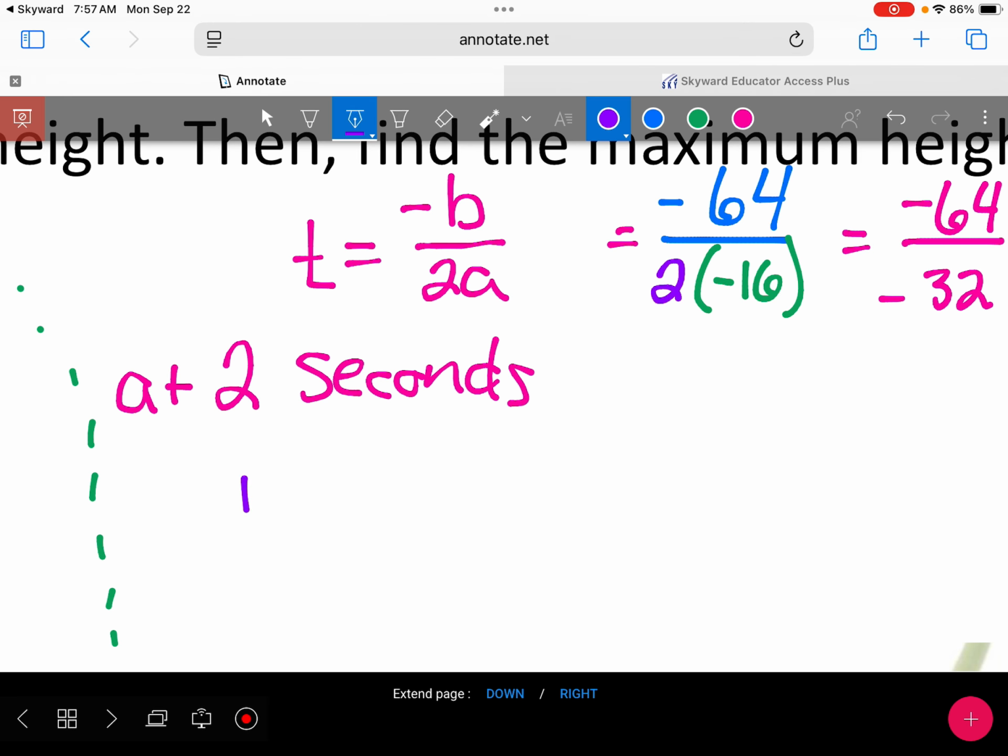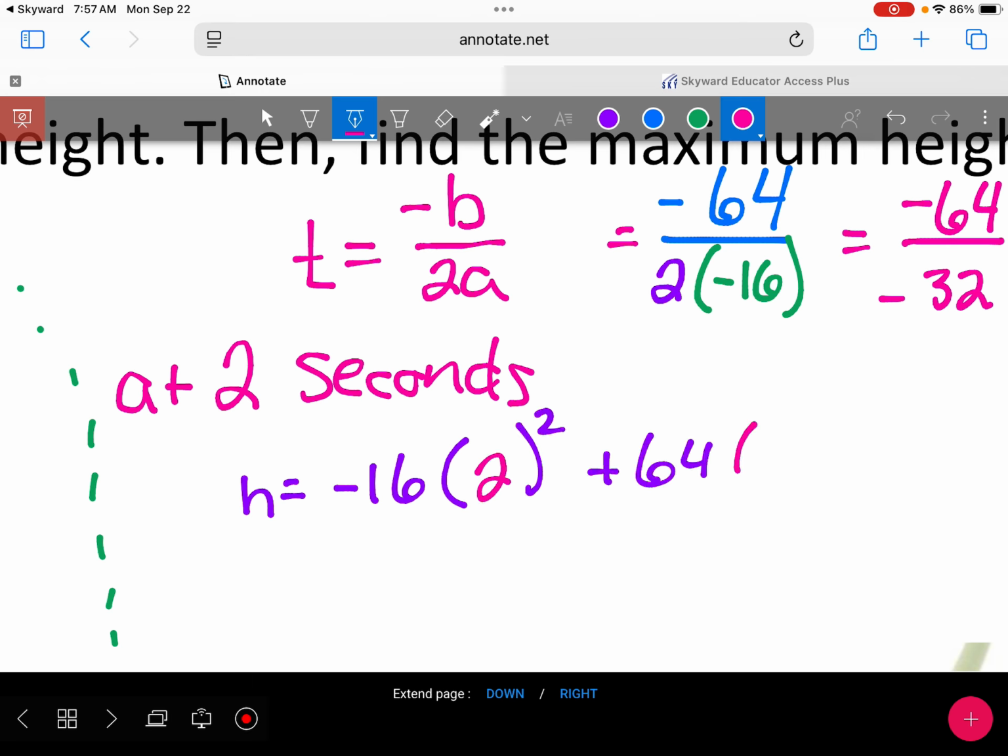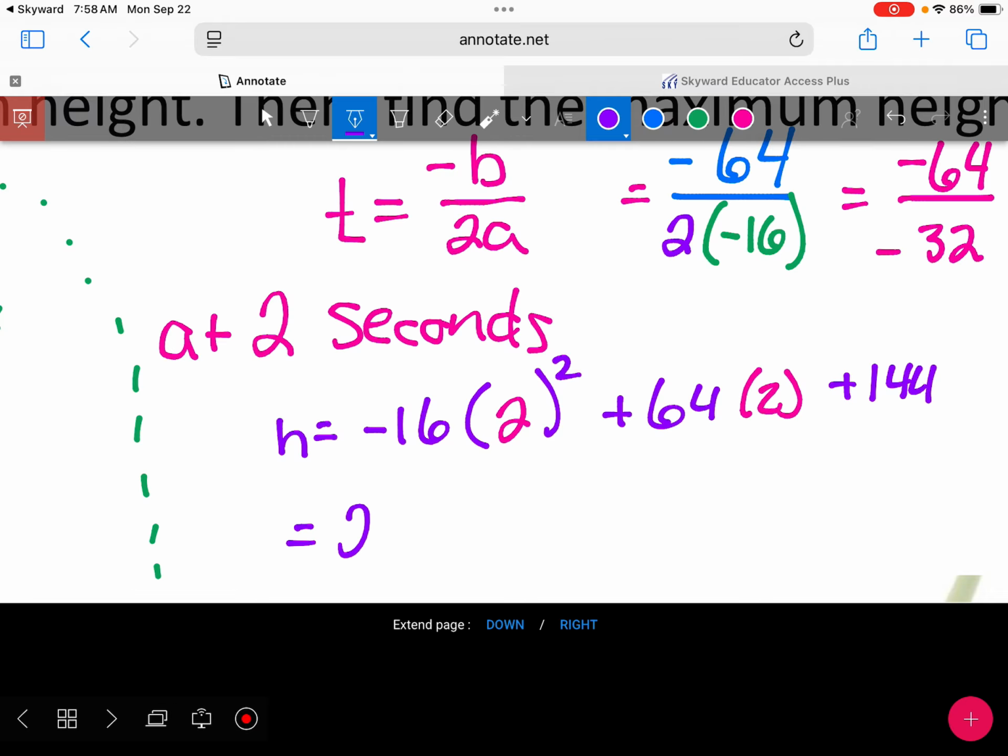So to get the actual height, we're going to substitute in that 2. We'll have negative 16 times 2 squared plus 64 times that 2 plus 144. We can put that in the calculator, and we'll get that our height is actually going to be 208. So the maximum height is 208, and it took 2 seconds to get there. So when we're trying to find a maximum, that means we're trying to find that vertex.